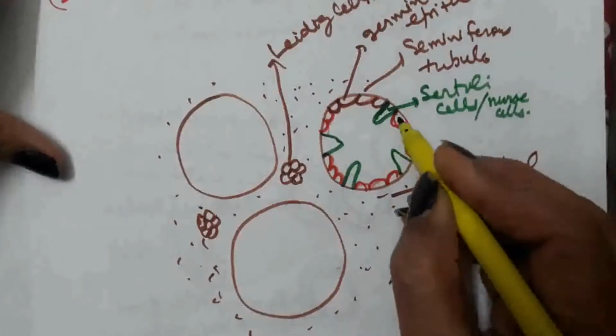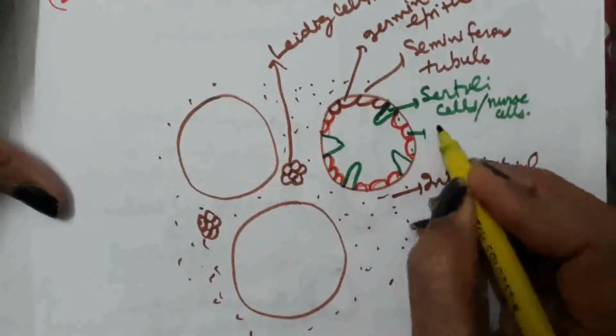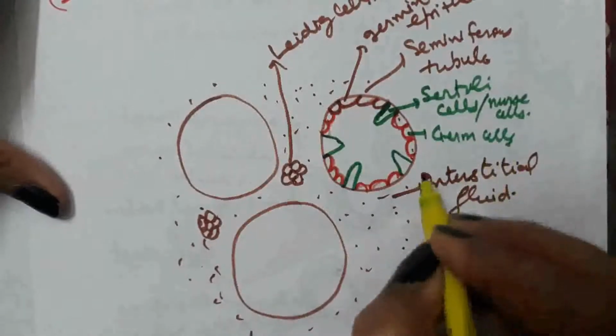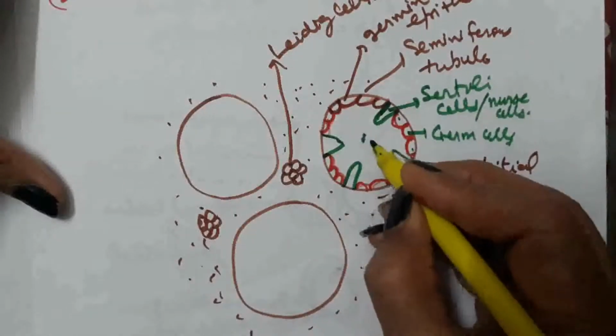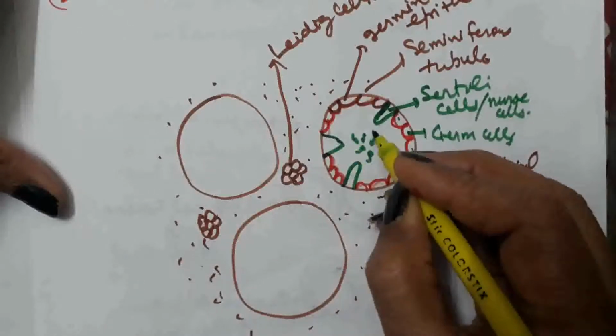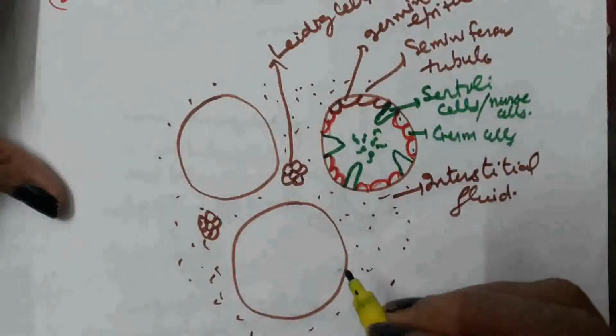These cuboidal cells are the germ cells, in which meiosis division takes place and sperms are produced by the process of spermatogenesis.